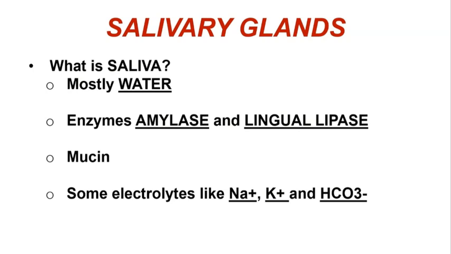So what are the major components of saliva? Saliva is mostly water, and we see that it's similar in composition to blood in that it has some electrolytes like sodium, potassium, and bicarbonate, which is HCO3-. We see that saliva also contains enzymes like amylase, which aids in the digestion of starches, and lingual lipase, which aids in the digestion of lipids. We also see that it contains mucin, which is a protein that becomes mucus when mucin is mixed with water.